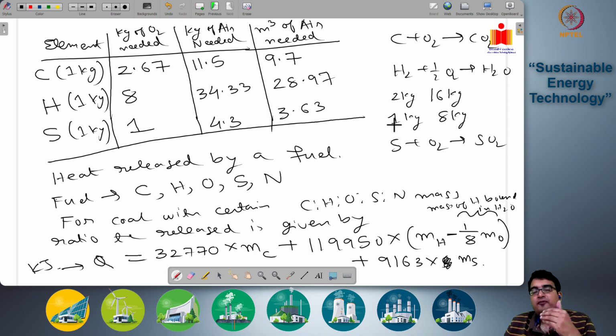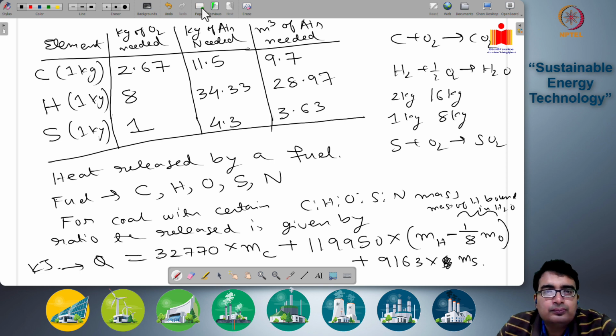Now, what is the amount of air needed to burn this coal? Now this is the total mass of carbon. Now 1 kg of carbon requires 2.67 kgs of oxygen, or 11.5 kgs of air. So you multiply this by 11.5 to get the amount of air needed to burn carbon. Similarly here, the 1 kg of unreacted hydrogen requires 34.33 kgs of air. So you multiply this by 34.33 and multiply mS by 4.3 to get the total amount of air needed.